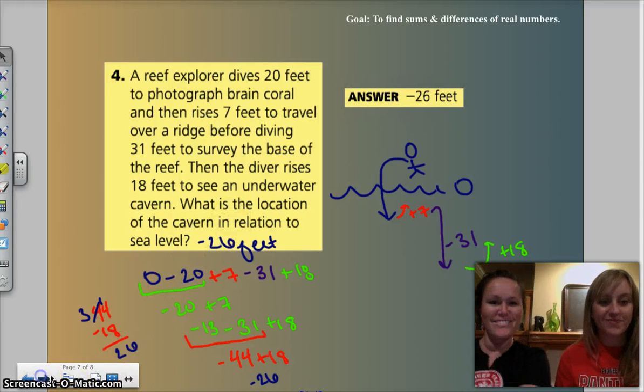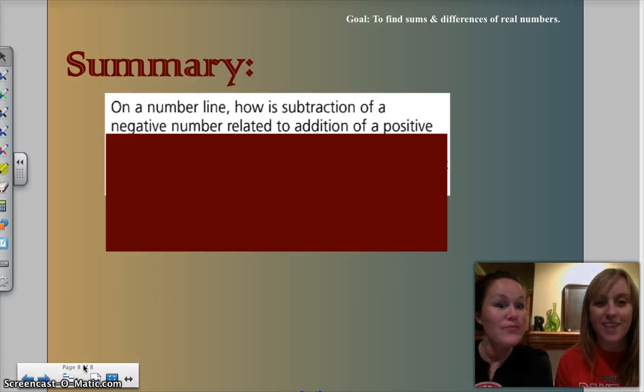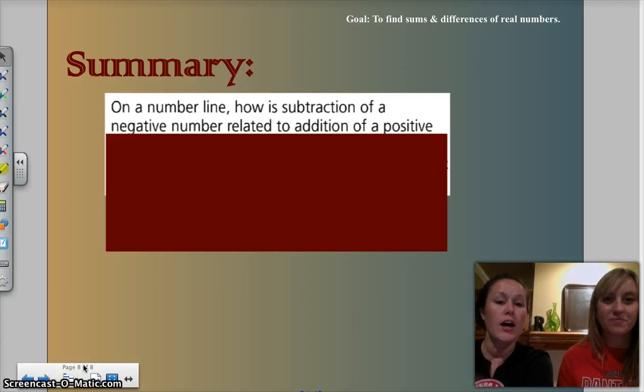Wow, our time is up, guys. Can you believe it? On a number line, how is subtraction of a negative related to addition of a positive? So remember, subtraction of a negative. Well, I don't want to give you the answer.